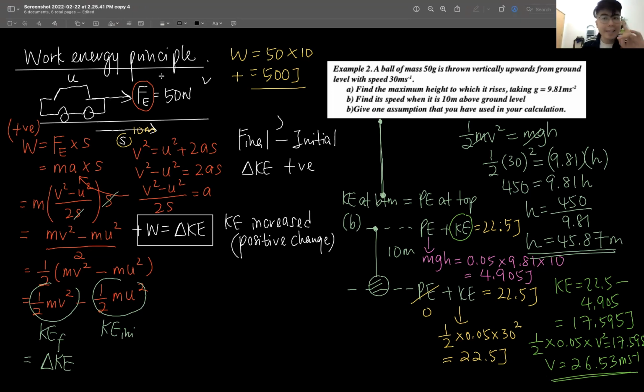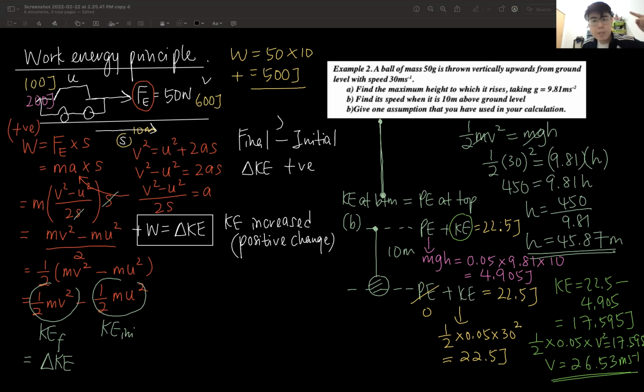Now, I only said the car gains. I did not say what the initial energy of the car is. If the car initially has 100 to start with, then after this work done, it has 600. If the car initially had 200, because it is also moving initially, then after the work done it has 700 joules. So understand, the 500 is the change in the KE. That is the amount of increase.